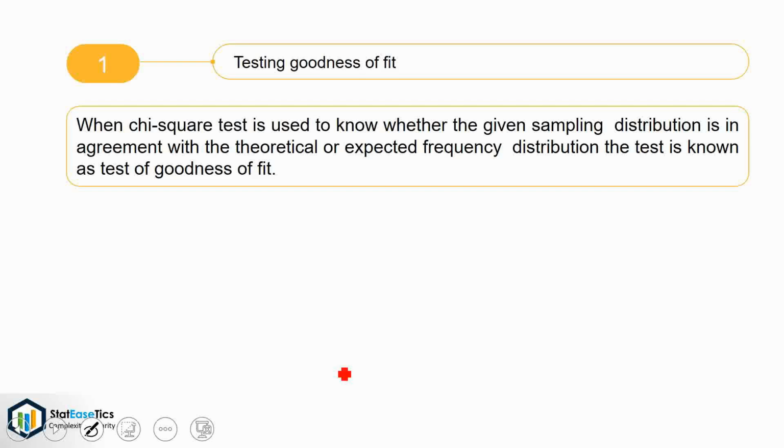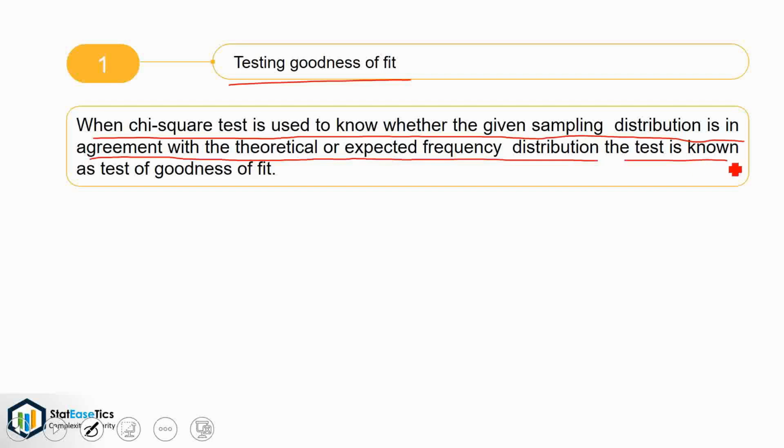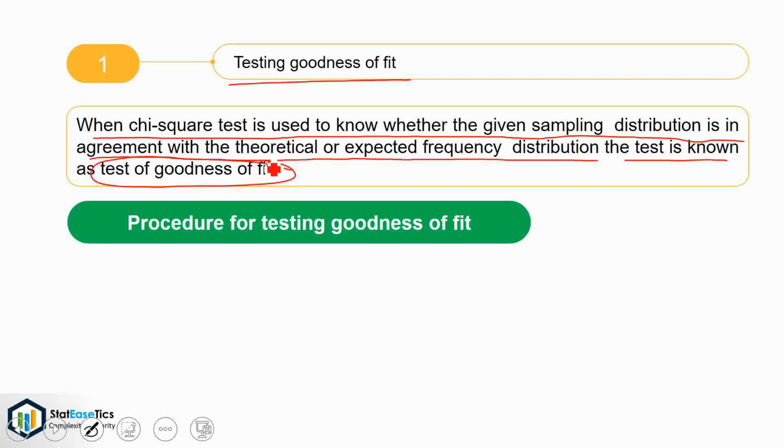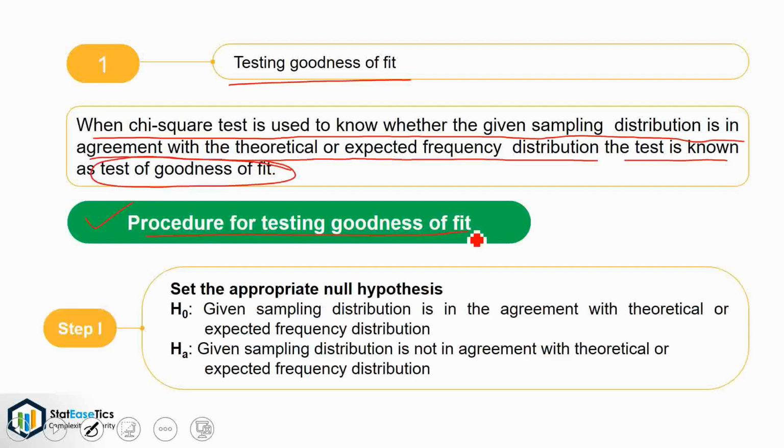Now let's discuss the first use, that is testing goodness of fit, in detail. When chi-square test is used to know whether the given sampling distribution is in agreement with the theoretical or expected frequency distribution, the test is known as test of goodness of fit. Let's see the procedure for testing goodness of fit in stepwise manner.